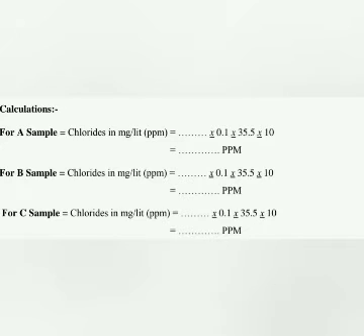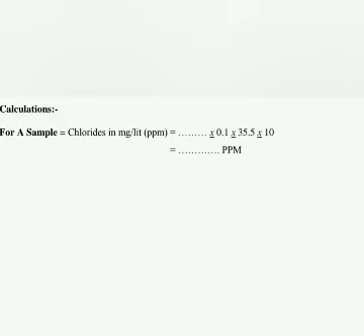So put all the values in the formula for sample A, for sample B, and for sample C. Suppose I calculate this for sample A, then chlorides in milligrams per liter is 2 into 0.1 into 35.5 into 10. After making all the calculations, I have the value 71. This 2 is nothing but the burette reading, or the amount of silver nitrate consumed during titration, and the 71 ppm is the amount of chloride content present in the sample.